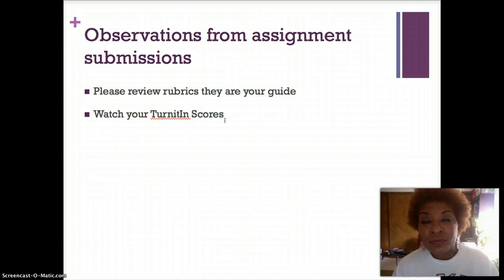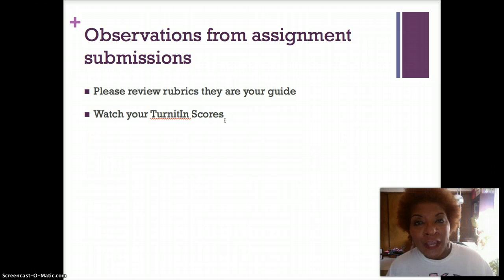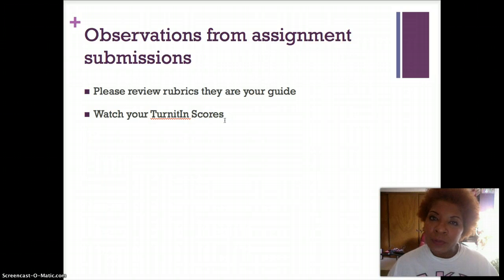As I looked at your papers, typically the turn-in scores, if they were over 20%, were because you had a high number of direct quotes in your paper, and they're short papers. So the goal is really to learn to paraphrase, not so much have a lot of direct quotes, but learn to paraphrase, read something, put it in your own words, and still give credit to the source in which you found that information.